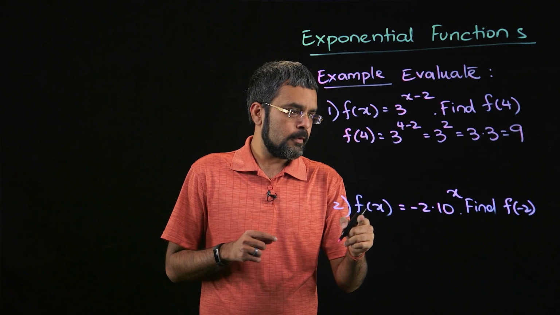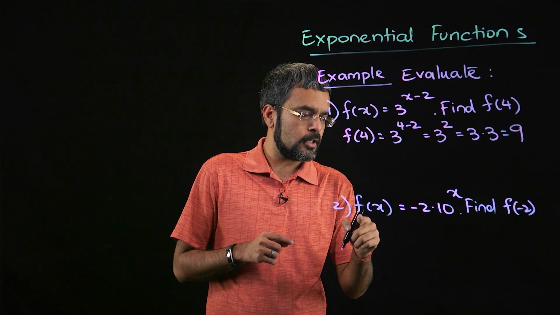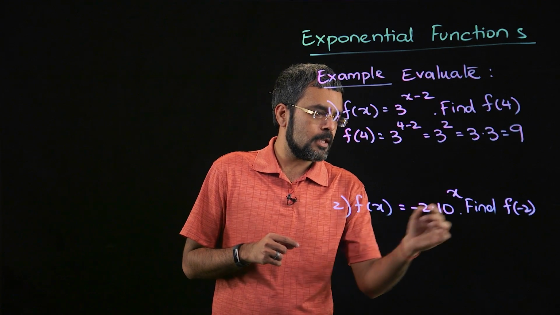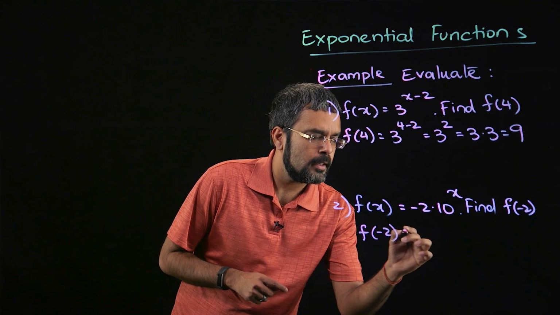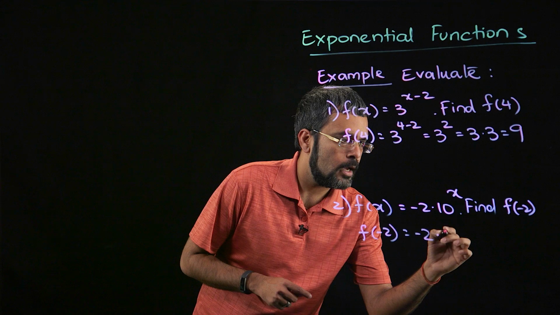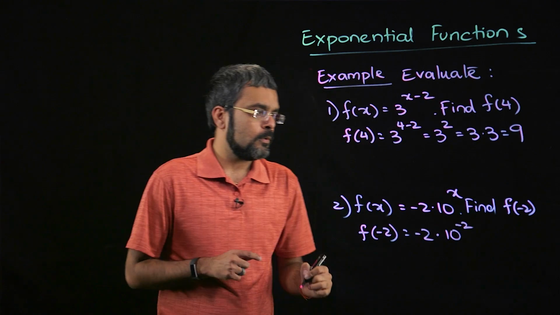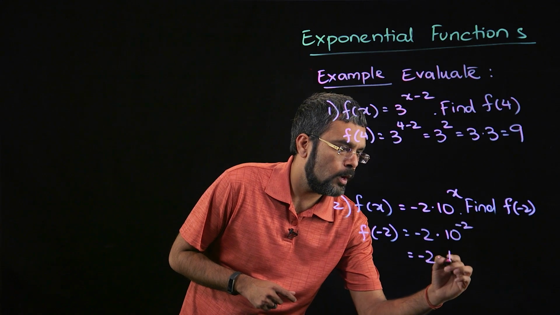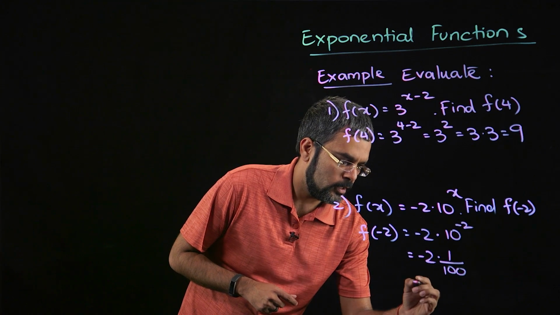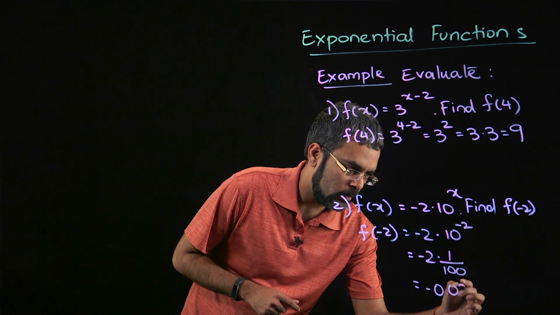Okay. Now same way I want to evaluate the second function. The second function is f of x equals negative 2 times 10 to the x. So I have f of negative 2, and that's going to be negative 2 times 10 to the negative 2. And so this is going to be negative 2 times 1 over 100, which is negative 0.02.